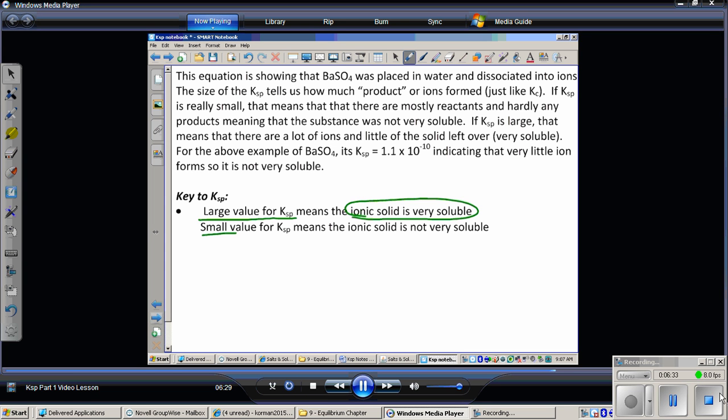If it's a small K value, then that means that it's not very soluble. And again, some things, even if they have a K value, are still considered to be insoluble because so little of them actually dissolve. Maybe you put 1 billion molecules in water and 4 of them dissolve. That's not enough for them to deem that thing as soluble, but technically if we calculate the K value, we would see that some actually did.